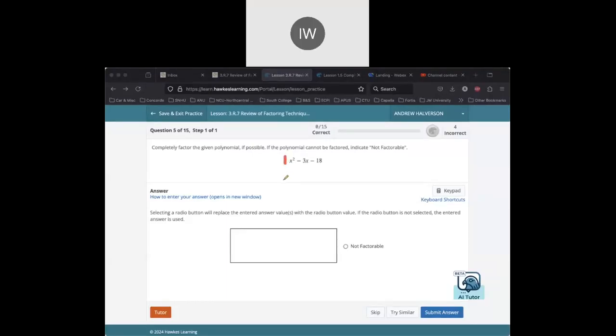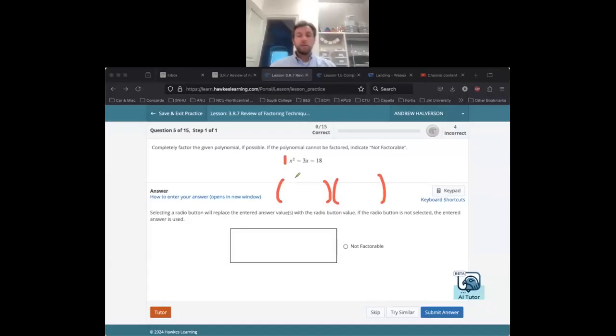We have a leading coefficient of 1, so 2 sets of empty parentheses. Put the x first in each. Now find the values of the c value, which is -18. Find the factors of these. Well, -1 times 18, -2 times 9, -3 times 6.